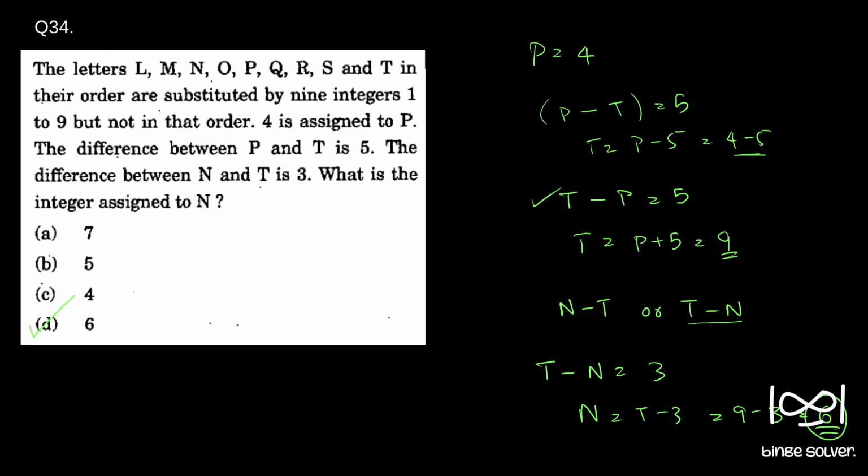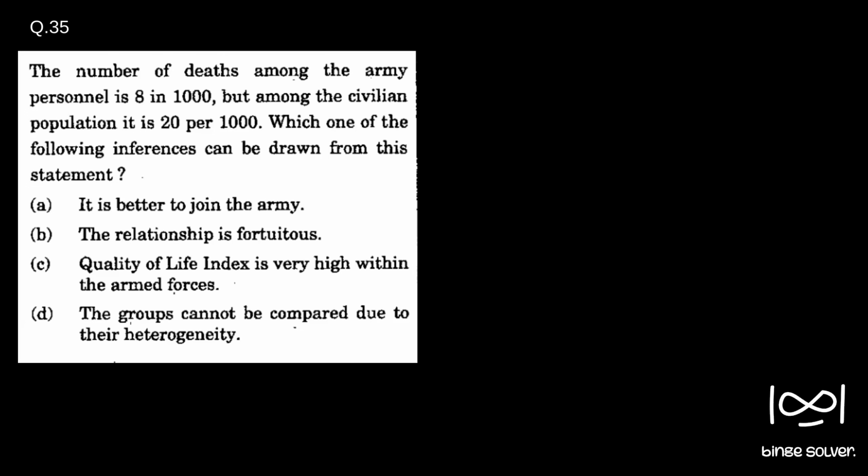Moving on to the next question, question 35. The number of deaths among the army personnel is 18,000, but among the civilian population it is 20 per thousand. Which one of the following inferences can be drawn from this statement? So it is given that the number of deaths is higher in the civilian population, it is 20 per thousand, and in the army it is 18,000 only. So from this, the inference that it is better to join the army is wrong.